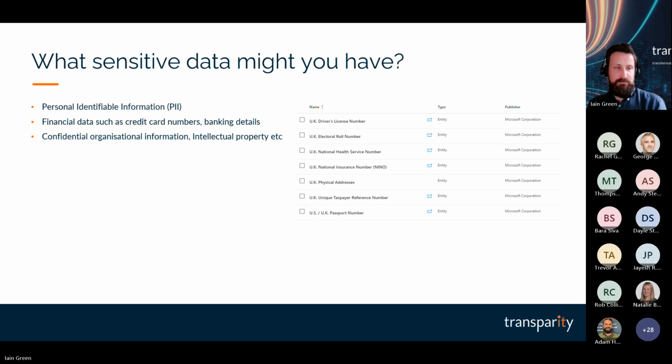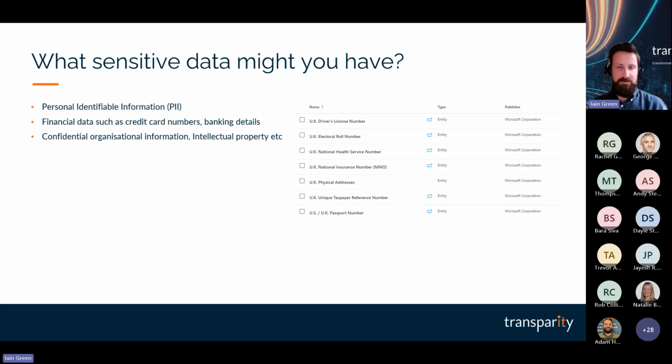And so the first question is, what sensitive data might you have? What data do you want to protect? Now, this may range from things like personally identifiable information. Some examples I've got there on the screen are driving license numbers, passport numbers, physical addresses. And that's where you're looking to protect yourself against things like GDPR, or if people are making subject access requests.